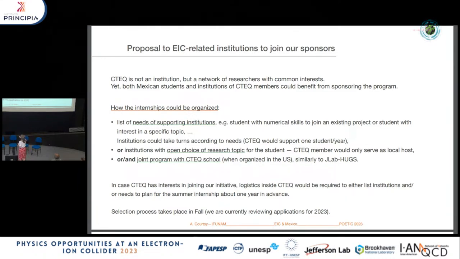Okay, so I forgot, I have to remove it. It wasn't meant for CTEC, but now it's EIC, sorry. I have to modify the slides. So that would be EIC-related institutions.